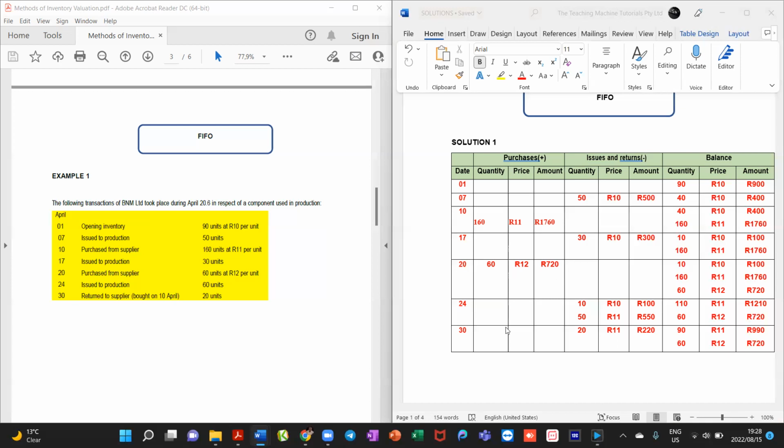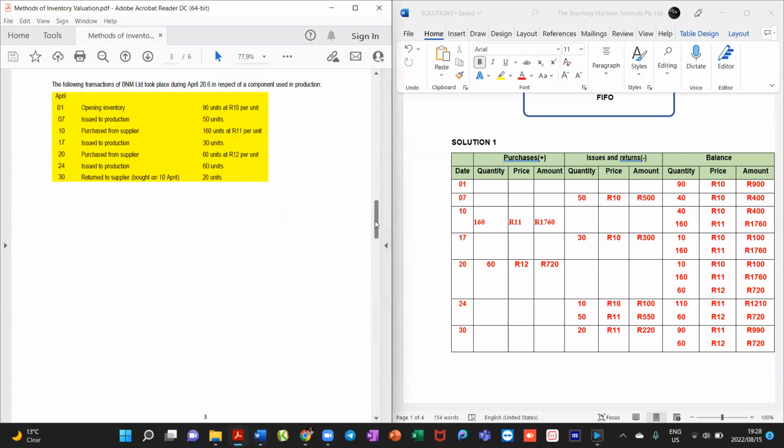On the 24th, 60 units were issued to production. And then we had 3 batches: a batch that consists of 10 units, a batch that consists of 160 units, and a batch that consists of 60 units. So we took from the old batch that consists of 10 units, and then we took 50 from 160. Hence we have 110. What about the last batch? The last batch remains unchanged.